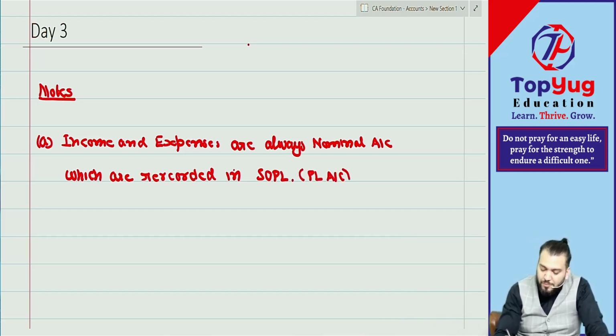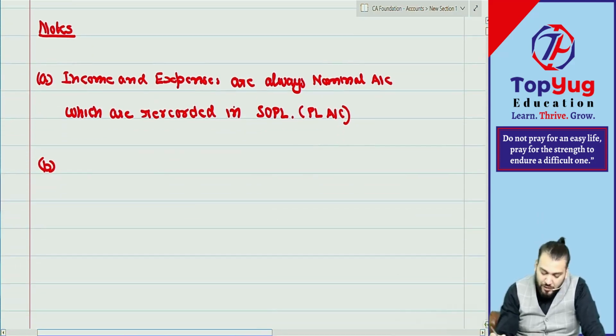So if I am saying profit and loss account and statement of PL, they are the same thing. You can use statement of profit and loss, SOPL. Chalega? You can write down in full if you want: statement of profit and loss or profit and loss account. Okay. First note you have understood. Then write down capital.